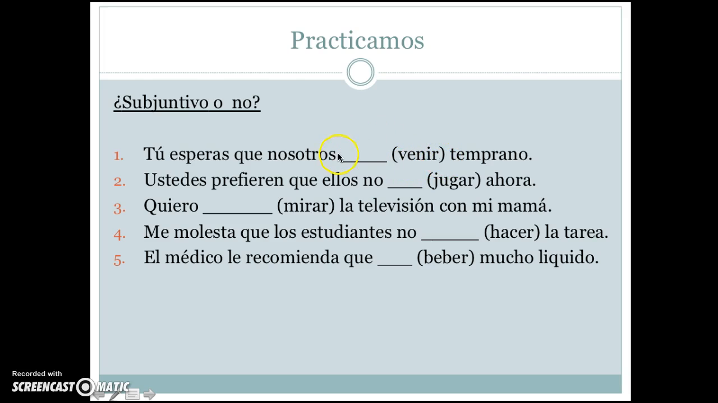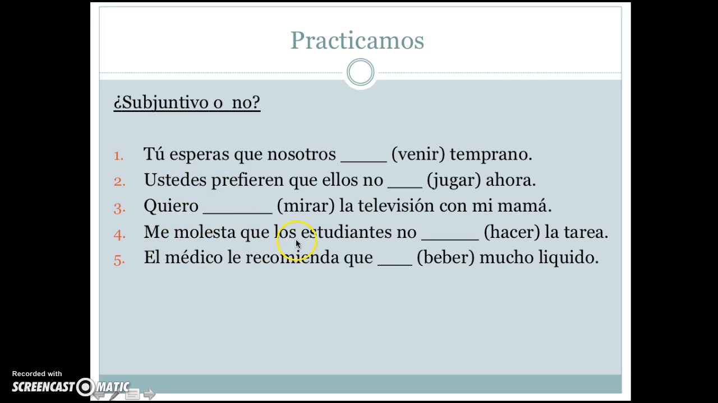Vengamos. Nosotros vengamos temprano. I'll go ahead and give you guys the answers to these, and then you can work backwards and see if you understand why these are the answers. Ustedes prefieren que ellos no jueguen. There's a spell change. J-U-G-U-E-N. Jueguen ahora. Quiero mirar la televisión con mi mamá. Infinitivo, not two different clauses.